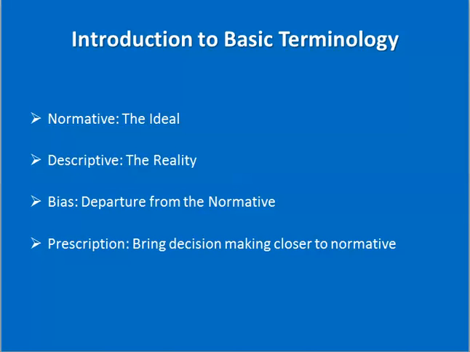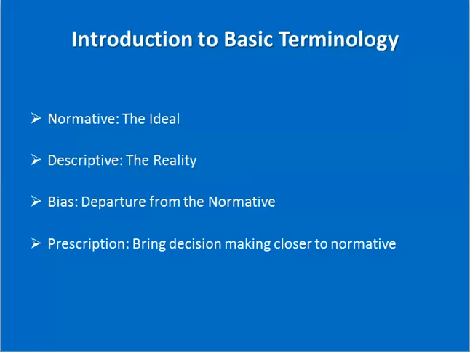Before we delve further into decision-making, let's introduce some terminologies that decision scientists and economists frequently use. The normative. This is the ideal. This is what ought to happen. Descriptive. This is reality. This is actually what does happen. Bias is a departure from the normative. Prescription is an effort to reduce the bias to make the decision-making more like the normative.